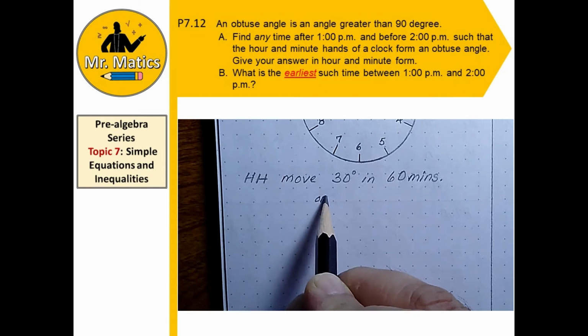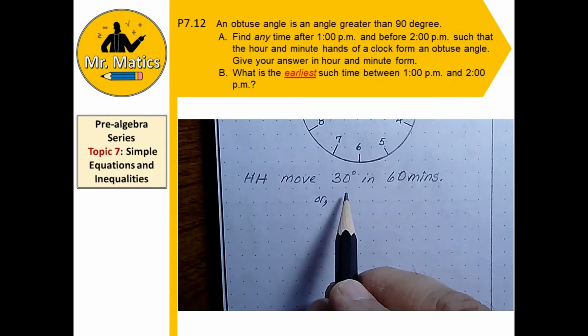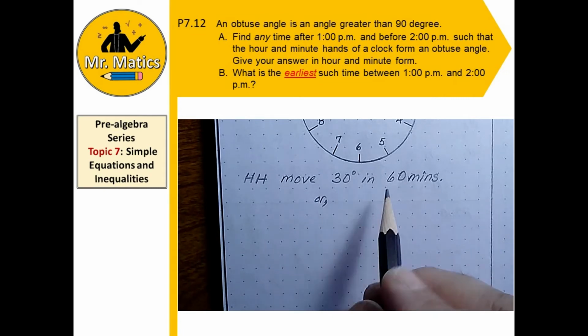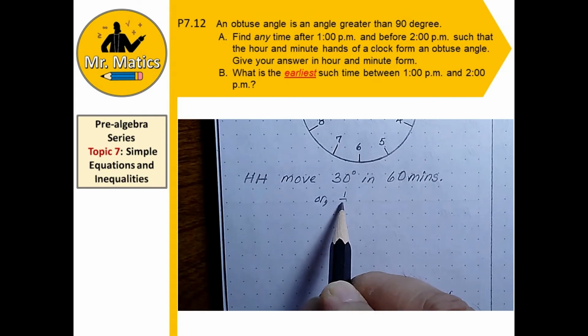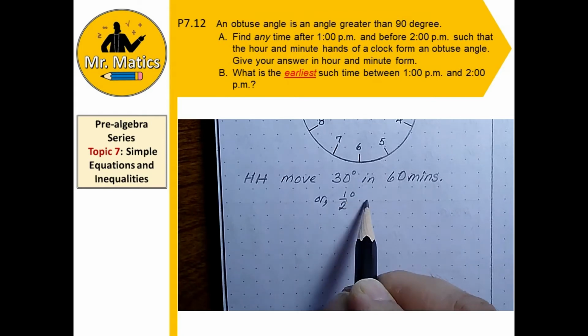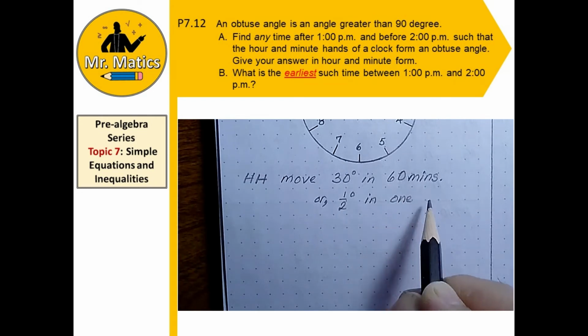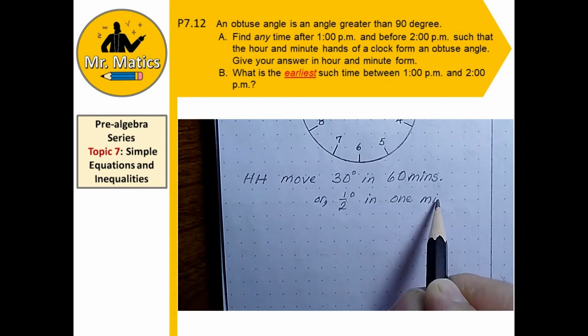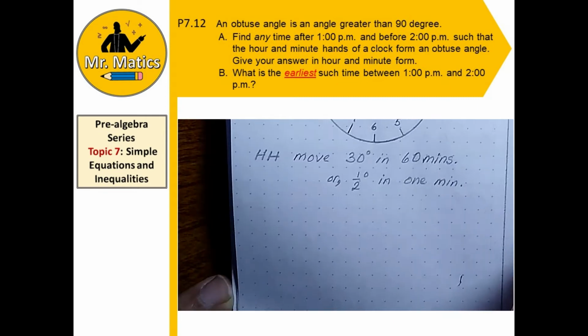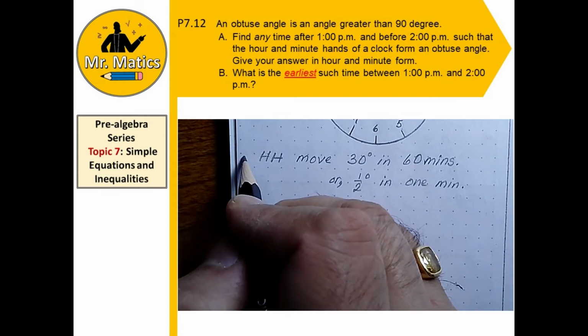Or 30 divided by 60 is half a degree, or half a degree in 1 minute. So that's the speed of the hour hand. Let's put a bullet.